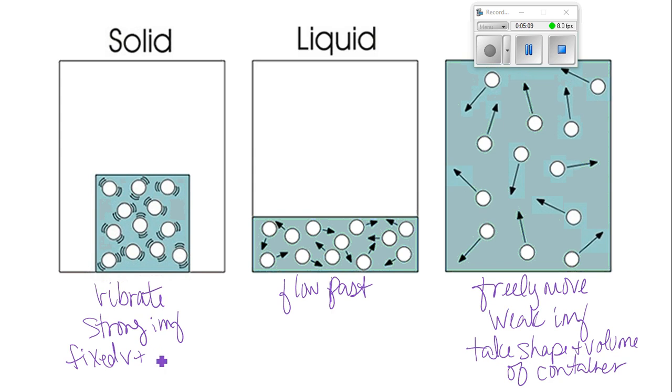If you think about, oh, I forgot to write shape here. Okay, so a solid has a very fixed shape and it has a very fixed volume. A liquid also has a fixed volume. Like if you have 50 milliliters of water, it's 50 milliliters no matter what container you put it in, but the shape takes the shape of the container.